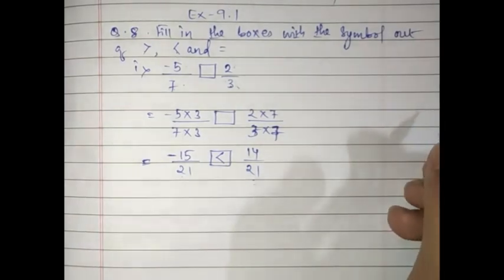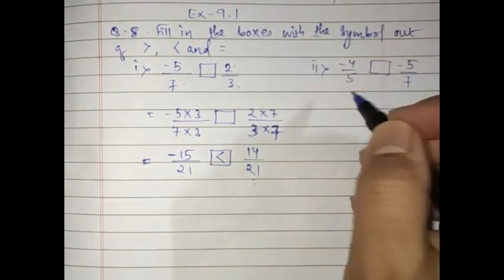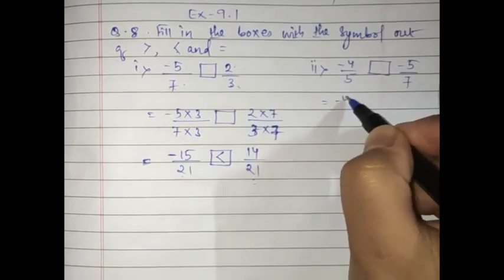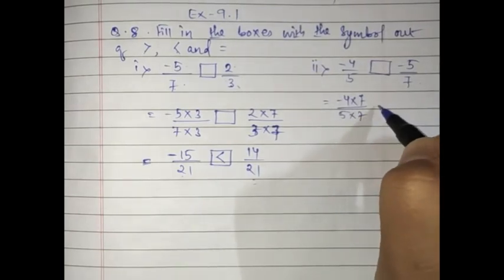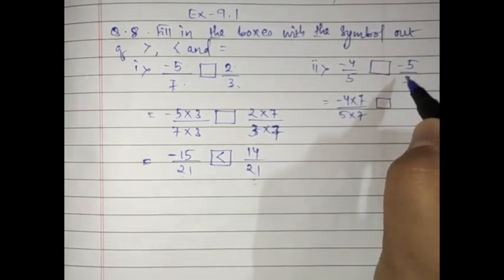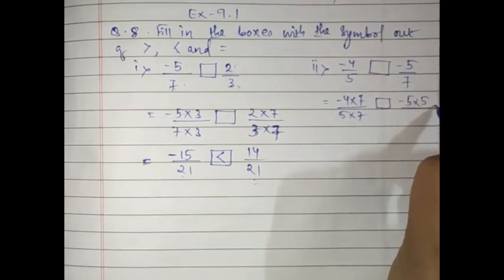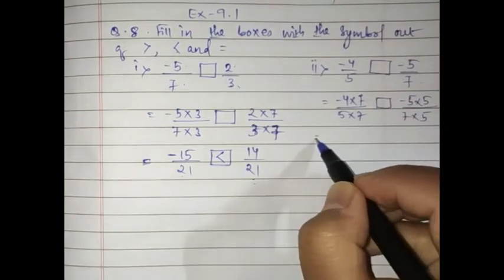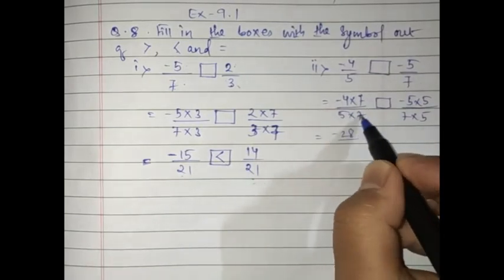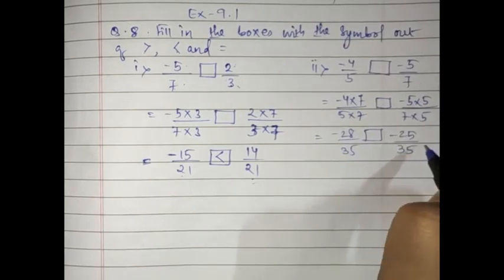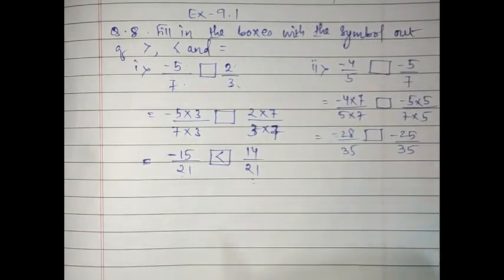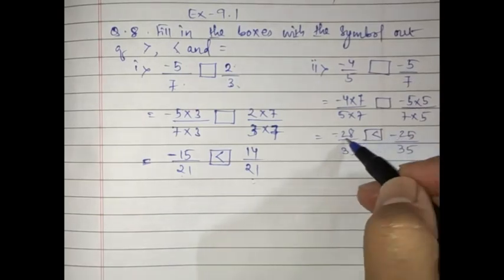Let us solve number 2. So over here also we will use the same technique. Minus 4 into 7 by 5 into 7, box, minus 5 into 5 by 7 into 5. Okay, so when you solve this, minus 28 by 35, and minus 25 by 35. So is minus 28 bigger or minus 25 bigger? Of course, minus 28 is less than minus 25, or minus 25 is greater than minus 28. Okay.